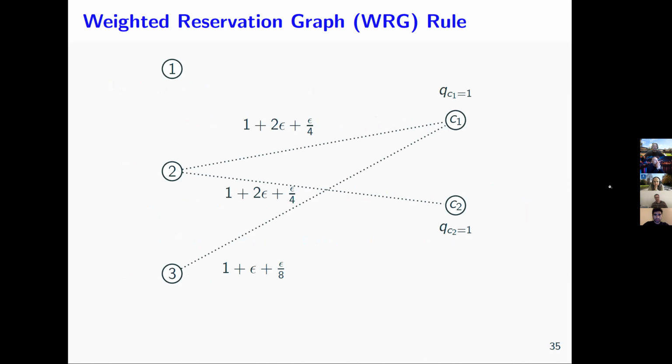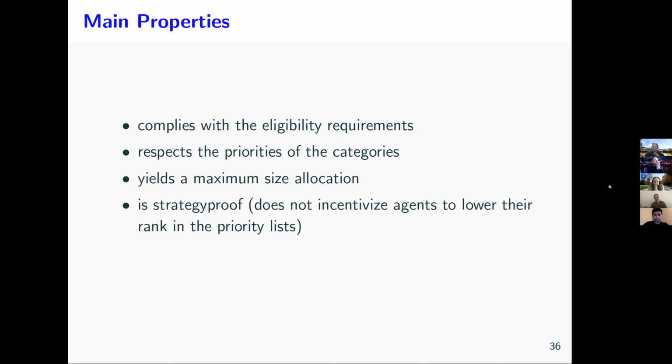And it's fairly straightforward to see that it satisfies the eligibility requirements by prioritizing the weight of 1 as the highest weight among all considerations. We also make sure that it's a maximum size matching. And by making sure that we are responsive to the priorities of the categories, we also achieve respect for priorities. What did require a fair amount of work is establishing strategy proofness for this particular rule. But otherwise, it's a very simple rule. All you do is you set up a corresponding weighted graph and find a maximum weight matching for that particular graph.